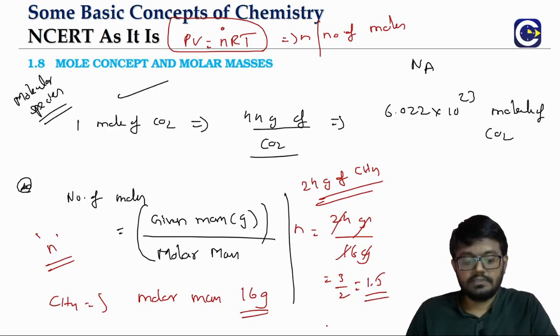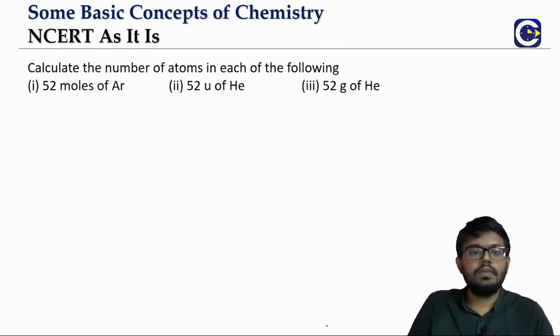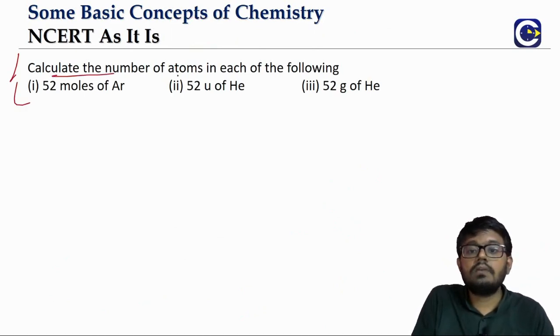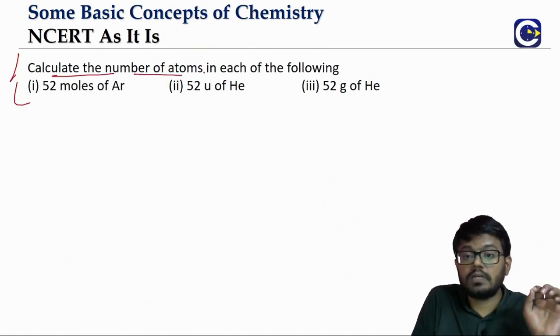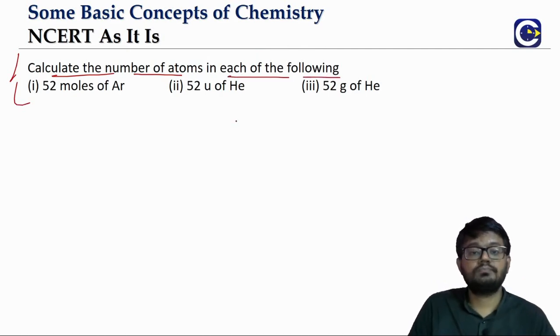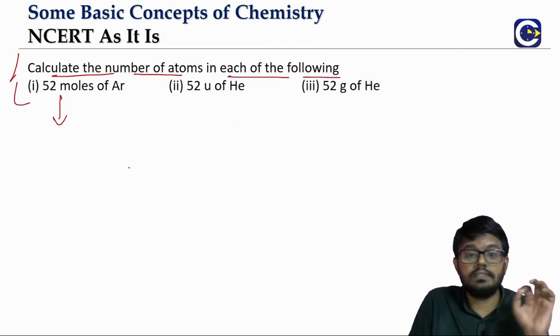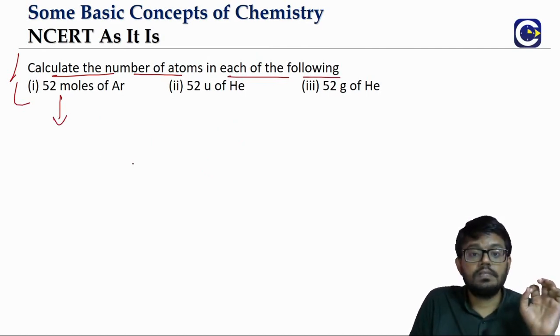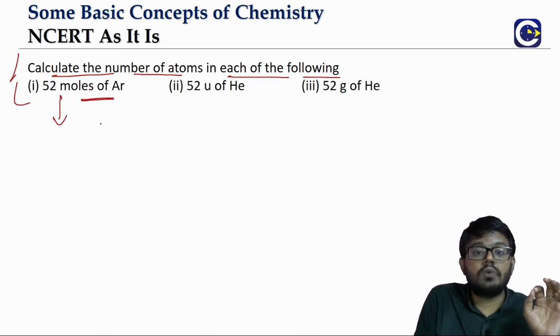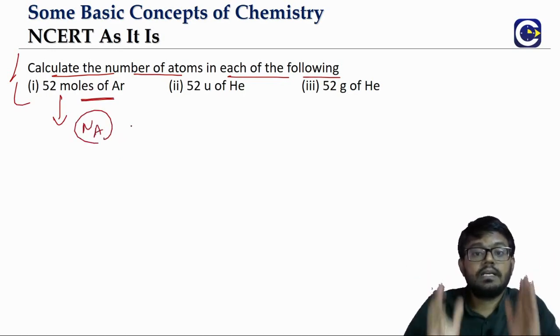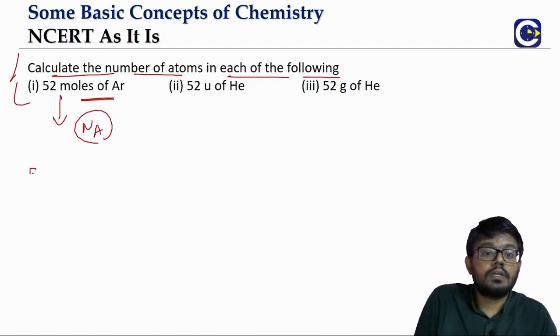Now we can see some sample questions. Calculate the number of atoms. So here what we have to calculate is the number of atoms in each of the following. We will go one by one. First is 52 moles of argon. 1 mole of argon means what? It will be containing the Avogadro number. 52 moles means 52 into Avogadro number of argon atoms.